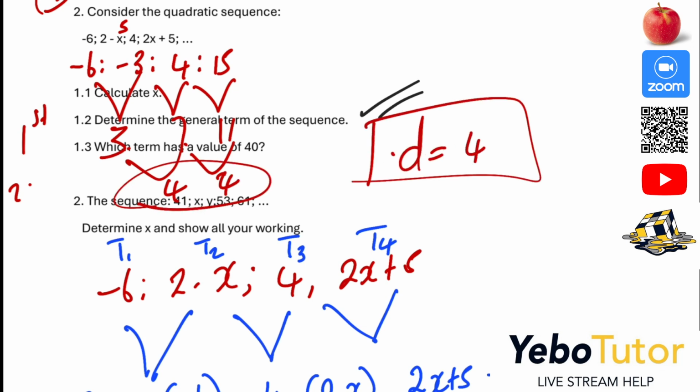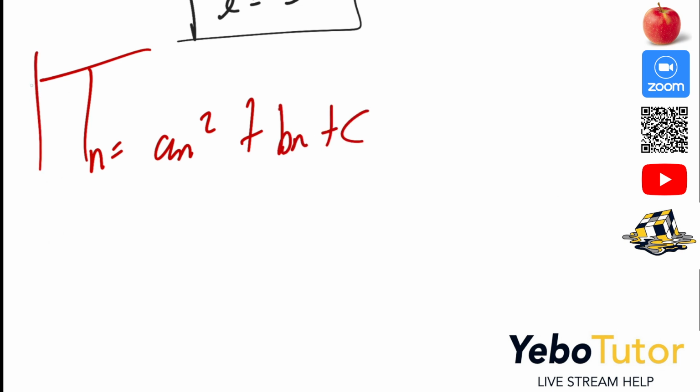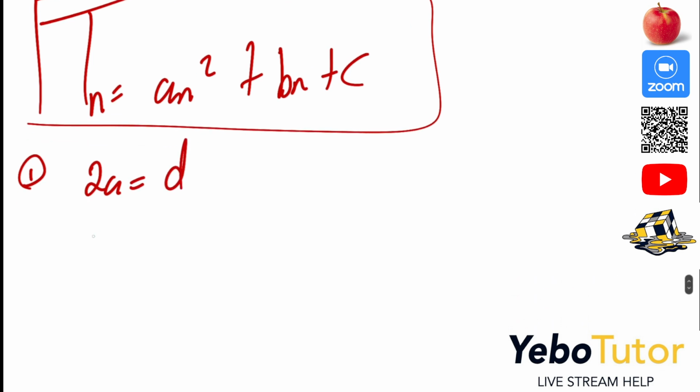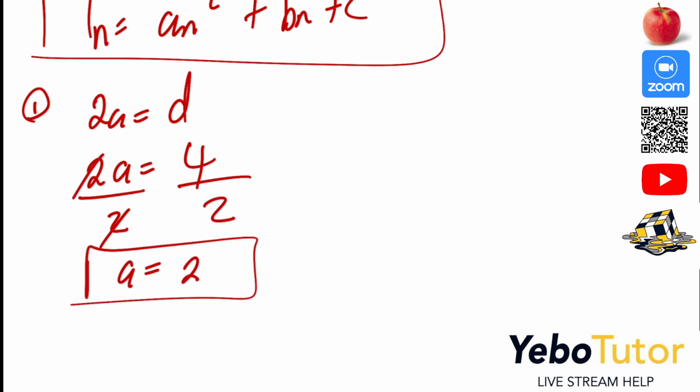Now that we have the second constant difference, we can solve the question. We know that our general term Tn is always equal to an squared plus bn plus c. And how do we find the a value? We know that 2a is equal to d. What is our d? Our d is the second constant difference. So that will be 2 multiplied by our a, which we want to calculate at this moment, and our d is our 4, which we have calculated there as our second constant difference. We divide both sides by 2, then your a value is equal to 2.